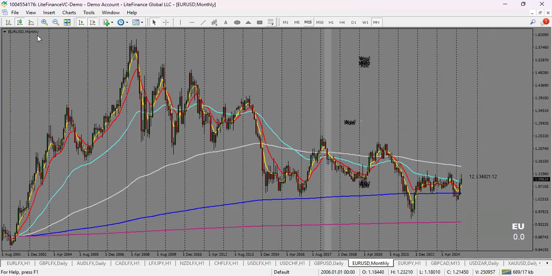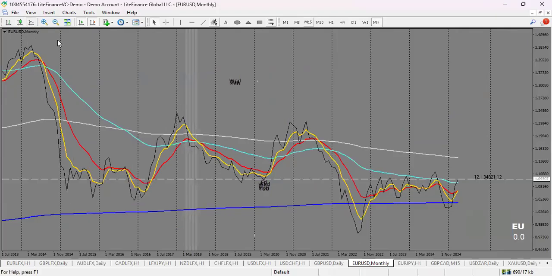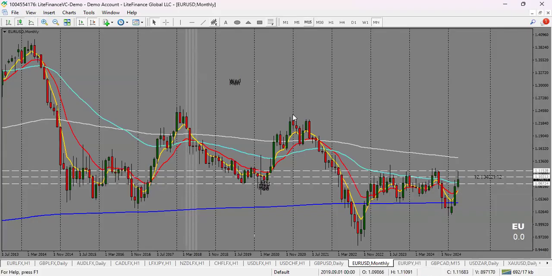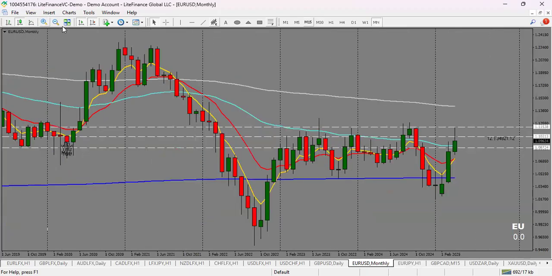So we start our analysis on the monthly time frame. Here is where we look at the market structure. So we'll be looking at the key support and resistance levels that are near to the current price level, and that will determine what is the current market structure. So I usually use the line chart. So let's go back to the candlesticks.